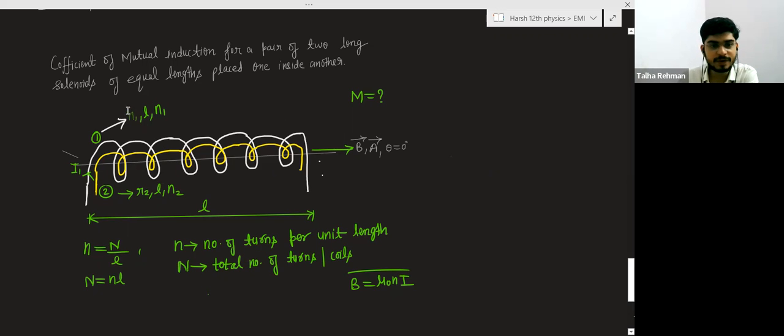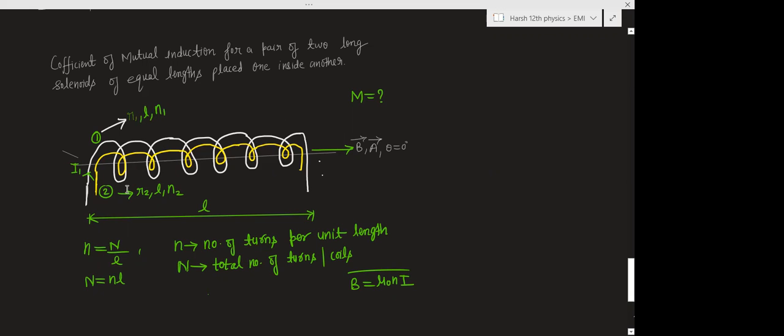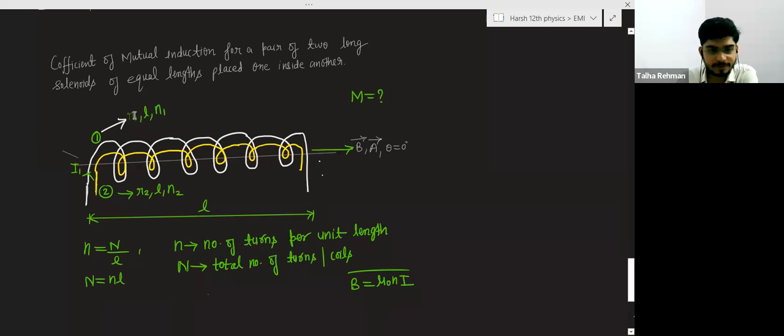This white color solenoid has radius R1 and length L. Here the lengths of both solenoids are equal. So R1 is the radius, L is the length. N1 is very important. N1 is the number of turns per unit length of the solenoid, and I have written that here.